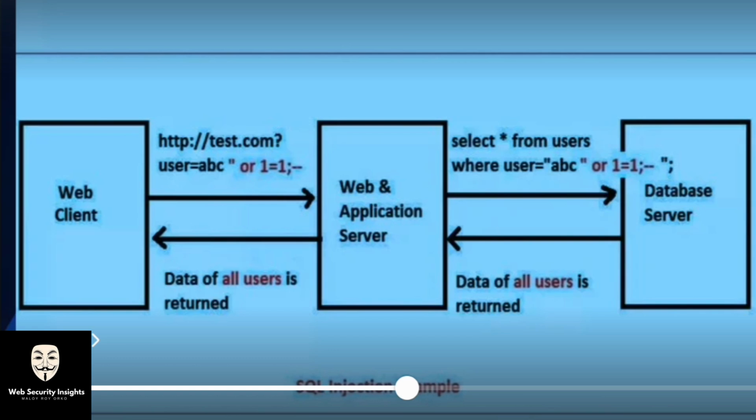When the database server processes the request it has received, it sees the SQL query, processes all the data of all users, and returns it to the web application server. The web application server then returns all the data of all users to the web client. Let's understand it with another scenario.